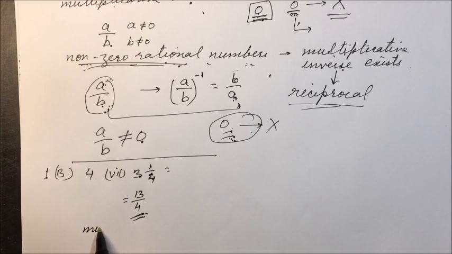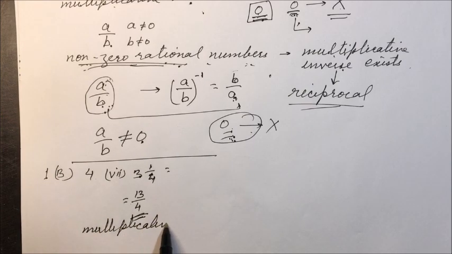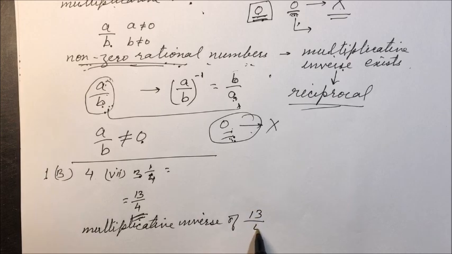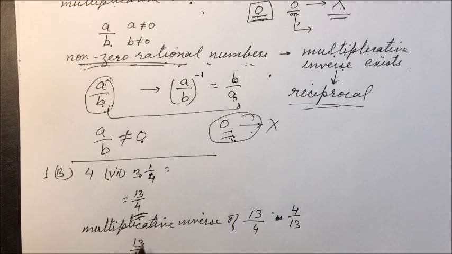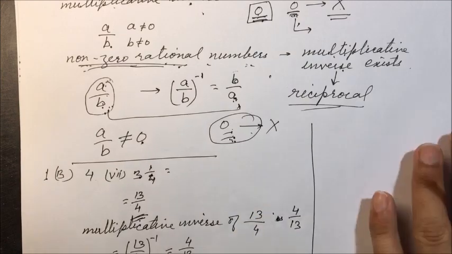So we will write the multiplicative inverse. The multiplicative inverse of 13 upon 4 is 4 upon 13. Multiplicative inverse of 13 upon 4 equals 13 upon 4 raised to the power minus 1, equal to 4 upon 13. This is clear. Now the next one we discuss.